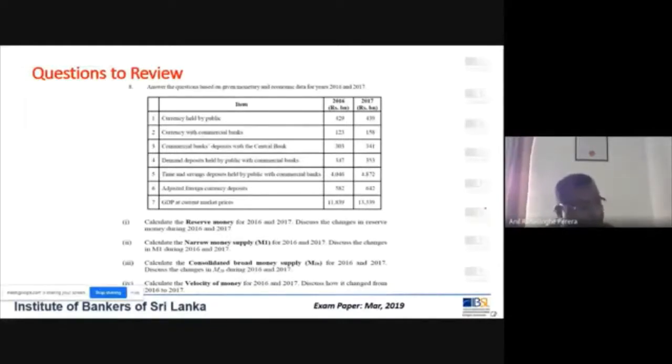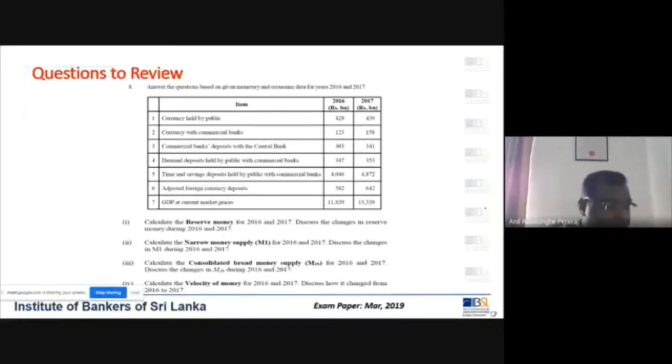Let's start. Again, we have monetary and economic data for 2 years, 2016-17, and we need to answer based on the numbers given. This is very straightforward, like in the previous case, but I'm selecting this question because this has some other definition of money. That's the reason. So calculate reserve money for 2016 and 17.